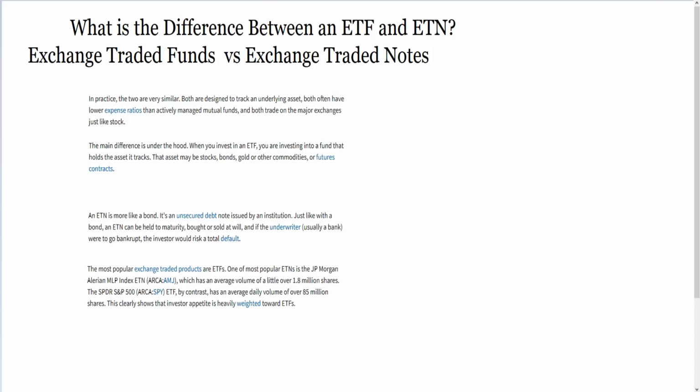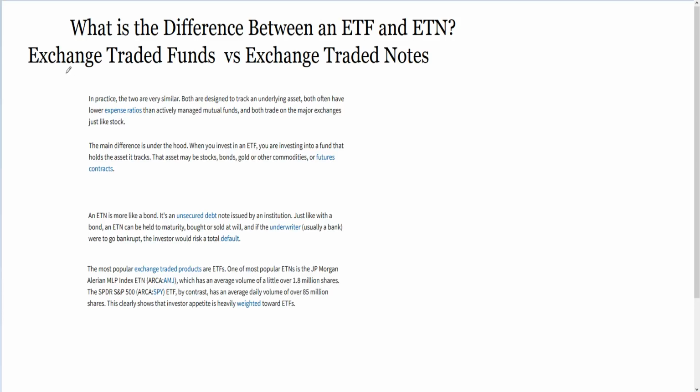Hello guys, I got a question about what's the difference between ETN and ETF. Okay, I will take some notes and I will explain to you. Please bear with me. As you can see here, what's the difference between ETF and ETN? Now, what do ETF and ETN stand for?